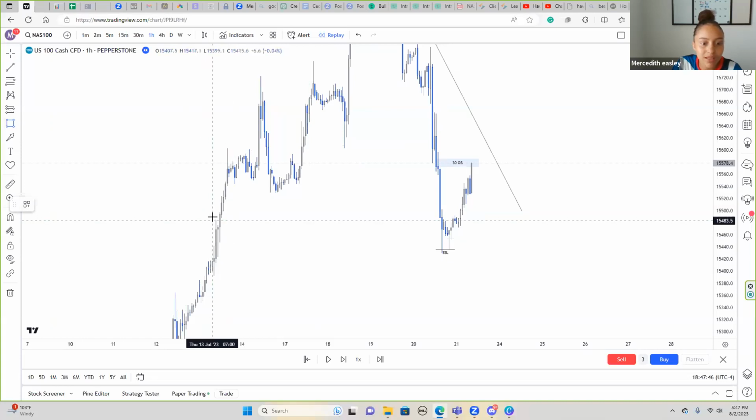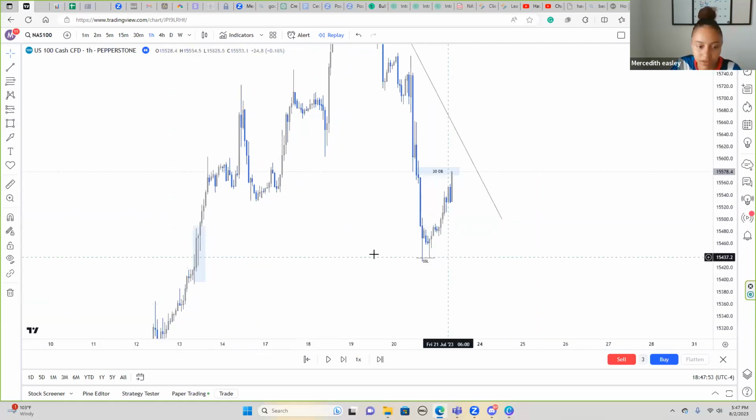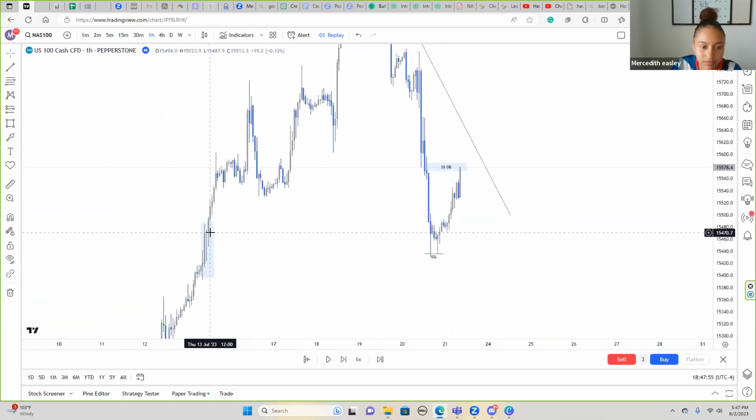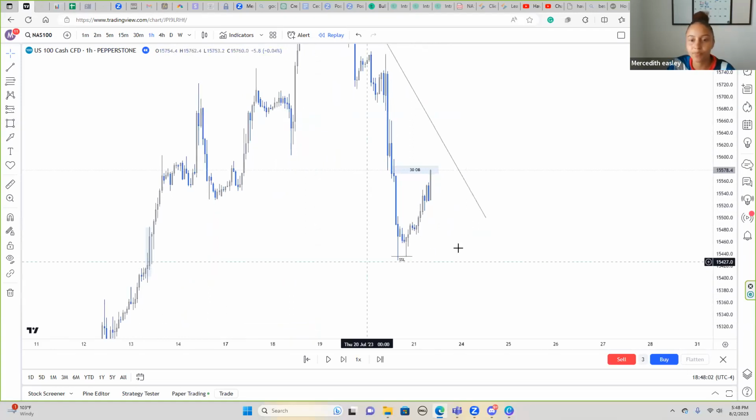So imbalance means there's a strong impulsive move to the upside. This is a strong impulsive move to the upside. There were little sellers involved in that, right? Well, obviously, I guess it would just be this candle that I'm really talking about here. So there's little imbalance there.